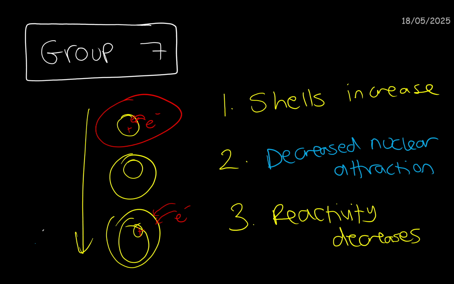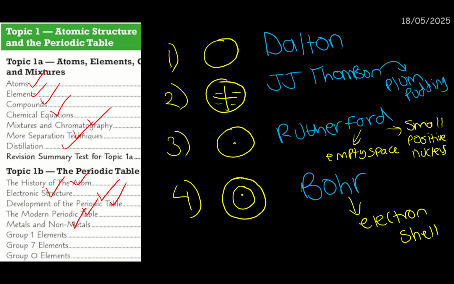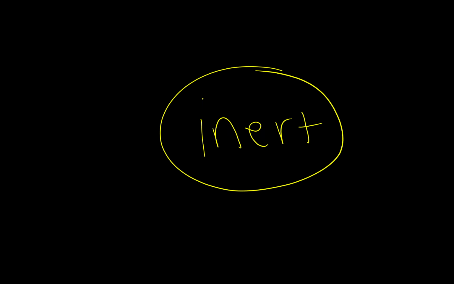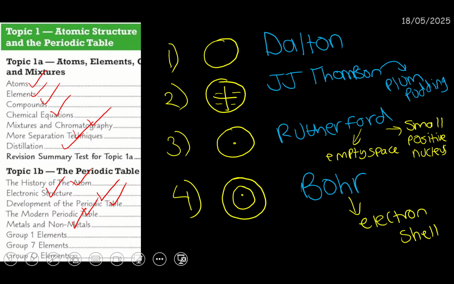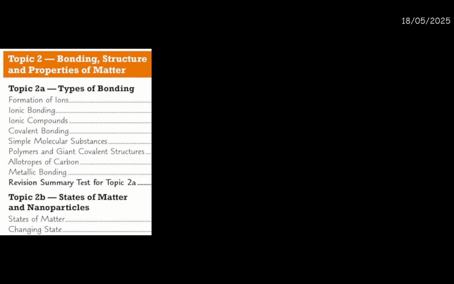Group 0, they've got a full outer shell. They're known as being inert. What does inert mean, anyone? Unreactive. Right. So it's fair to say we can tick everything off topic 1. It's the basics. Is everyone confident on topic 1? Okay, let's move on to talking about topic 2 then.